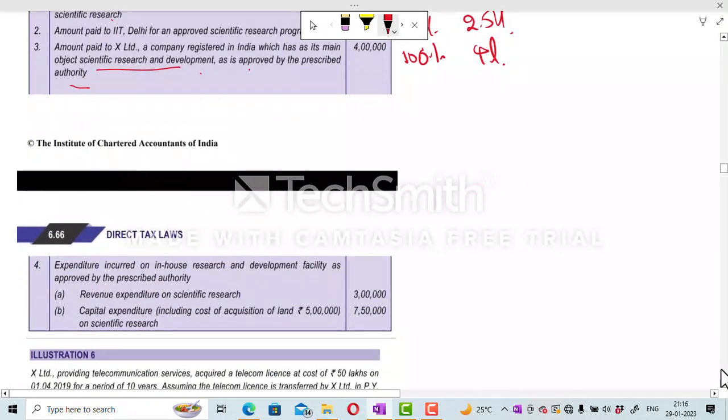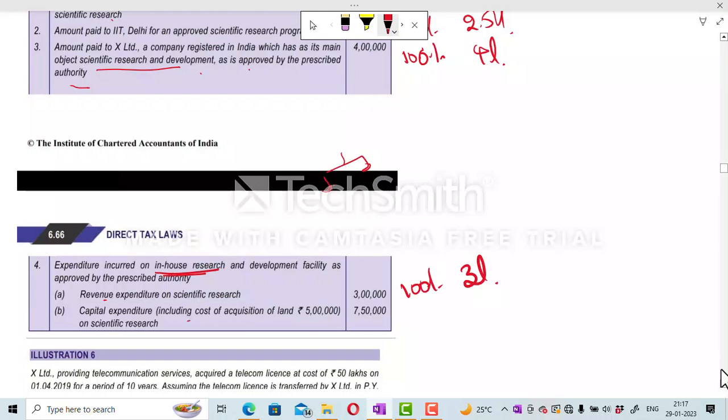Expenditure incurred on in-house, meaning for self we have invested, approved facility as approved by prescribed authority. Revenue expenditure on scientific research. See, after that we have two in that: after commencement of business, before commencement of business. They have not mentioned anything here, so we will take it as after commencement. For after commencement, everything, revenue expenditure and capital expenditure, is allowed. But if they invest for land, it is not allowed. So for revenue expenditure, 3 lakhs, 100%, means 3 lakhs is allowed.